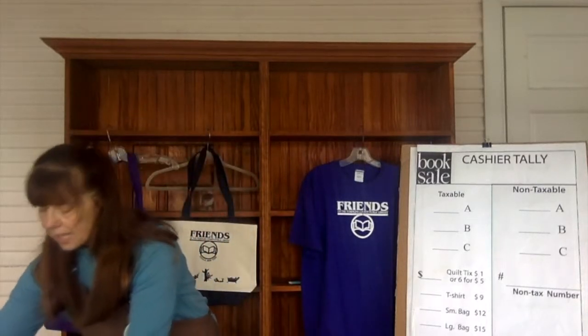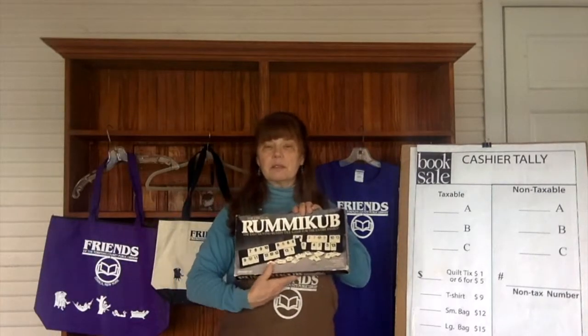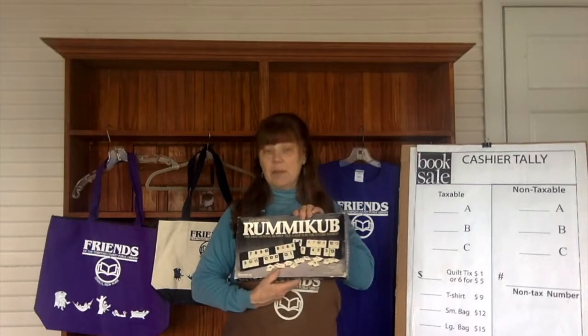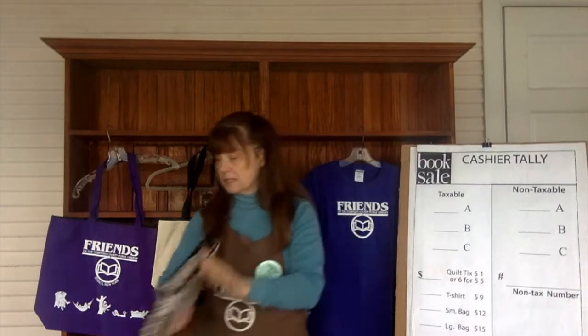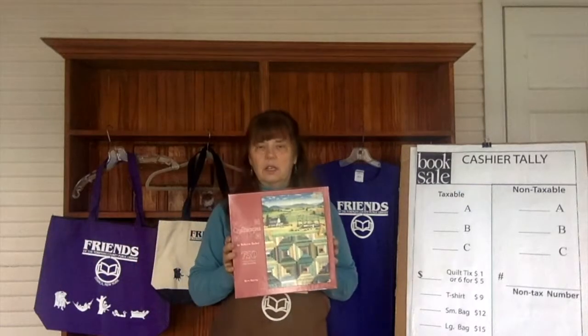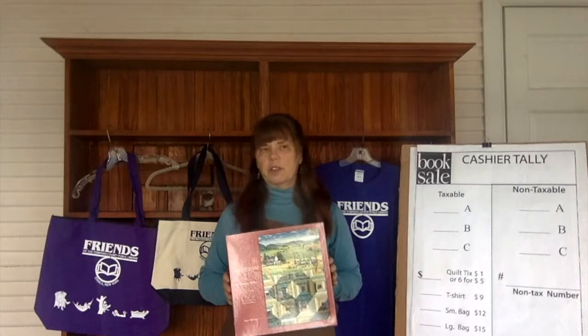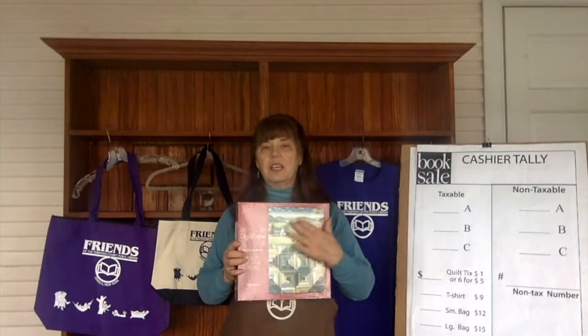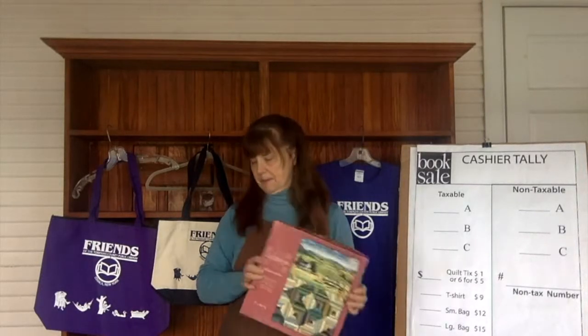Other category A items are adult games, ages 8 and up, usually says right on the box, and adult puzzles, which have usually more than 500 pieces, but the art is adult-like.